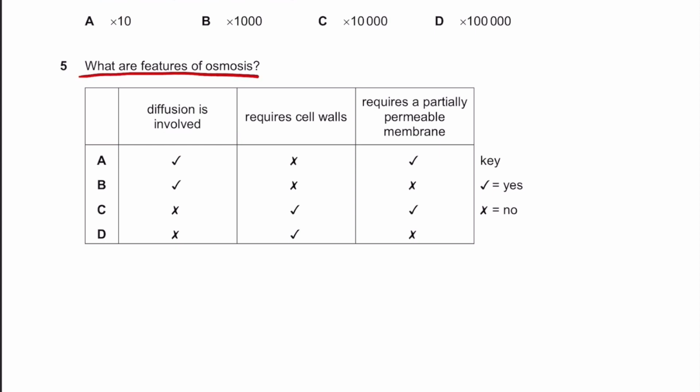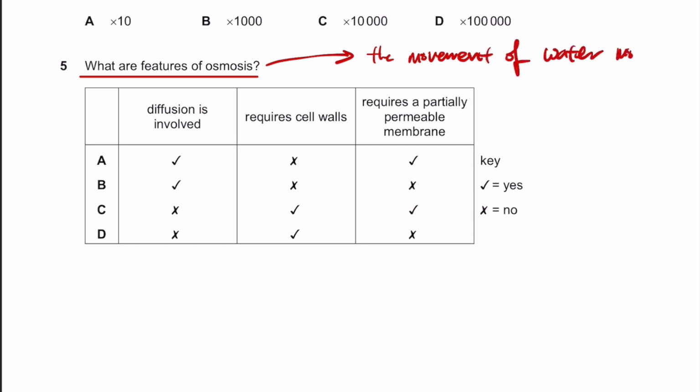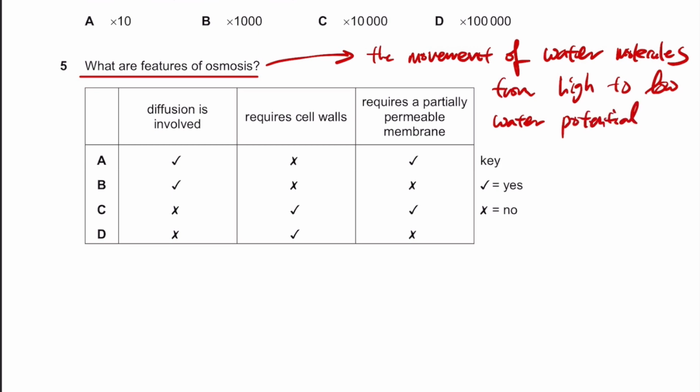Number 5. What are features of osmosis? So osmosis is the movement of water molecules from high to low water potential. And this is important. You always have to say through semi-permeable membrane. Okay? It's the movement of water molecules from high to low water potential through semi-permeable membrane.